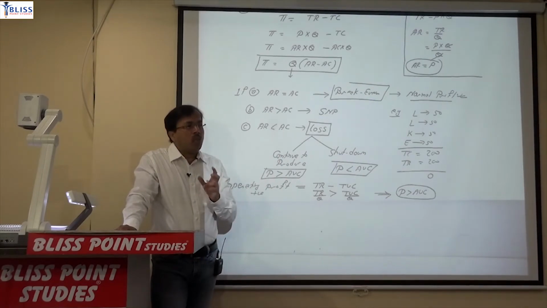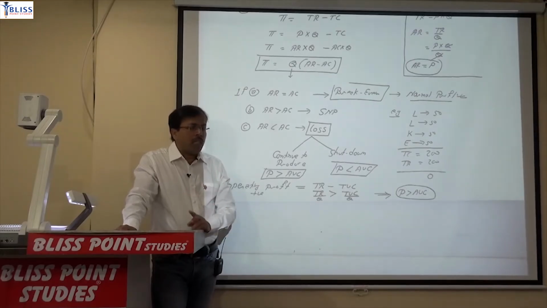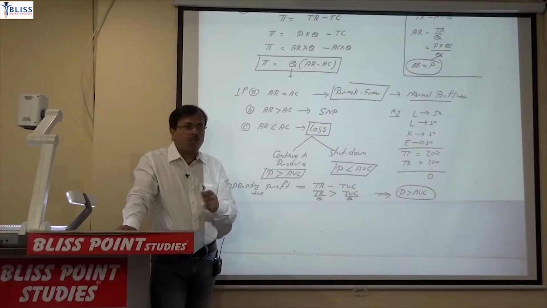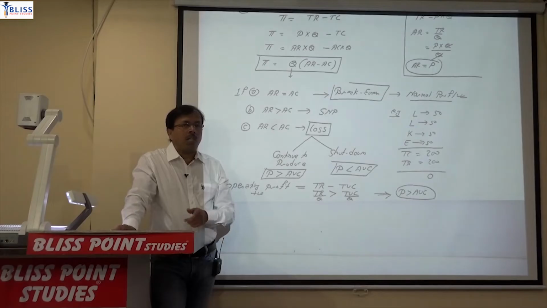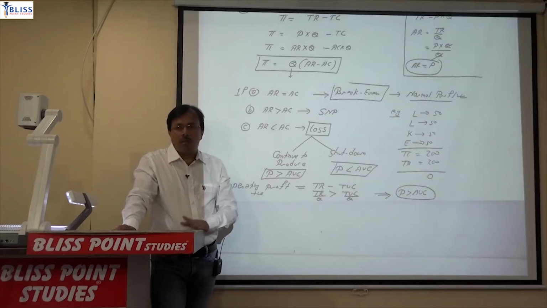So decision whether to continue or whether to discontinue or whether to shut down does not depend upon fixed cost. Reason? Fixed cost you have to bear anyhow. Whether you close down the business, even then you have to pay that rent, that fixed cost. So your decision whether to continue or discontinue production does not depend upon fixed cost. That decision depends upon variable cost.